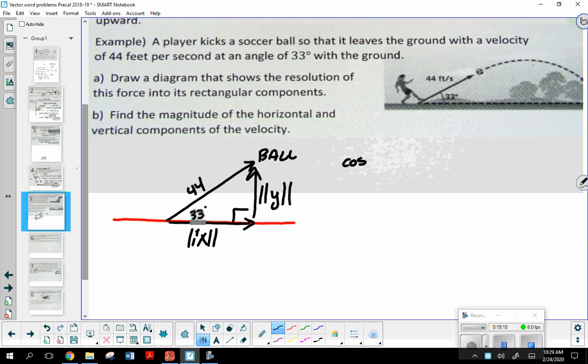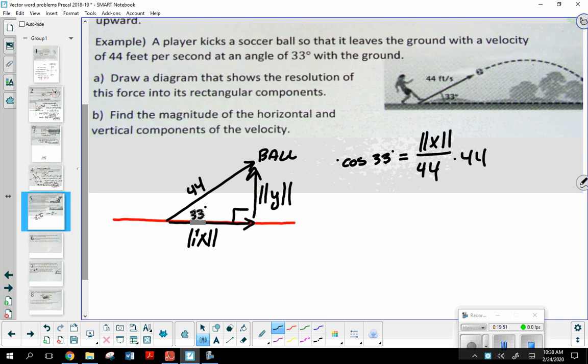So I'm going to go ahead and let me erase this ground right here. So let's say cosine of 33 degrees is equal to the adjacent, so that's the magnitude of x, over the hypotenuse, the magnitude of the original vector, 44 feet per second. Oh, feet per second, I'm sorry. I was thinking about a different problem. Okay. So how am I going to solve this for the magnitude of x? Yeah. Just multiply through by 44.